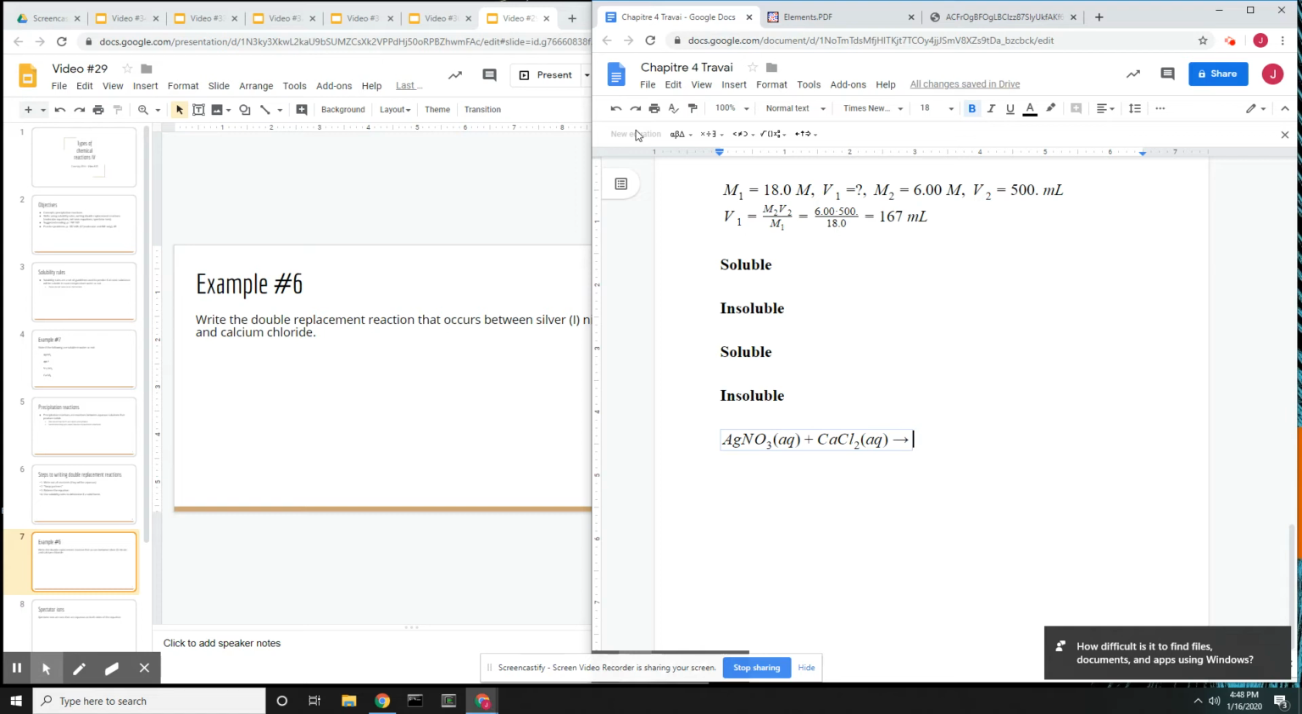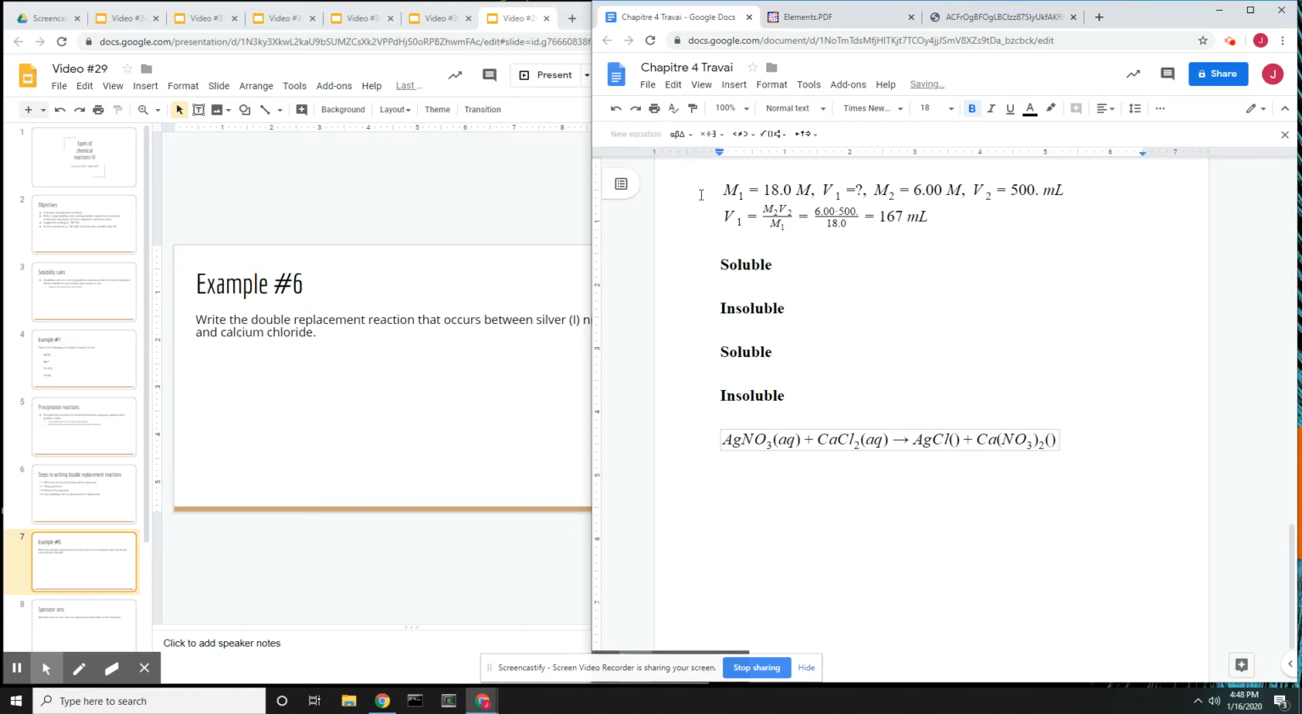Okay. Next, I'm going to crisscross to get my product. So Ag has a +1 charge, chlorine has a -1 charge. So I've got AgCl. I'm going to fill in those brackets a little bit later on. And then I've got calcium with a 2+ charge and nitrate with a -1 charge.